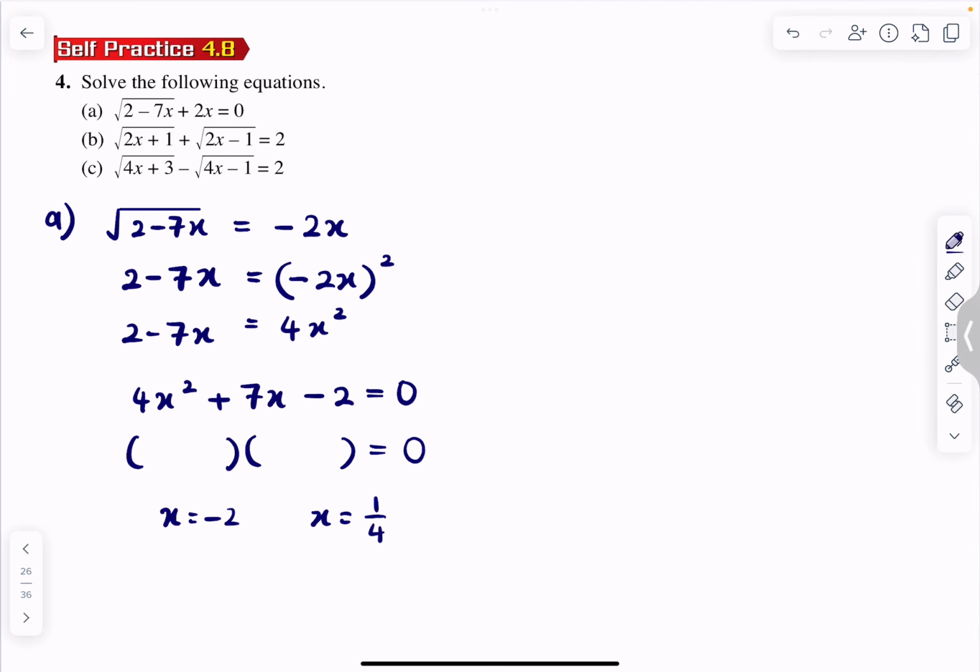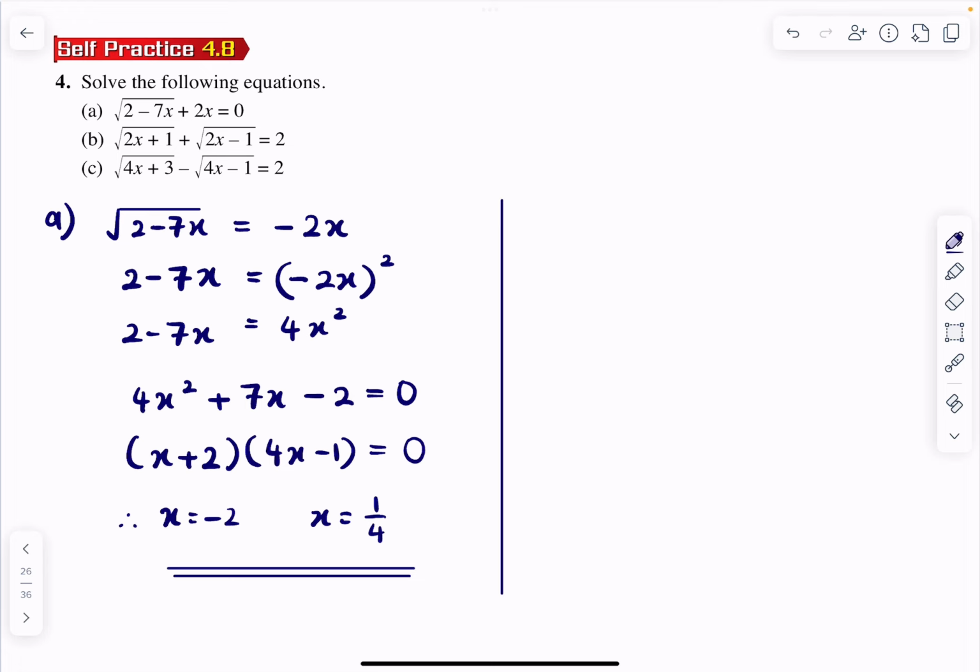So putting this into the bracket, it will become x plus 2. This one will be 4x minus 1. Okay, 4 you bring there first and then minus 1. So this will be our answer. Done.